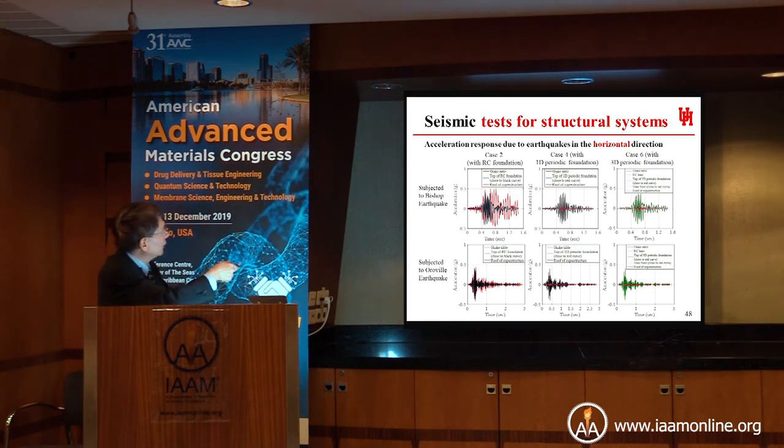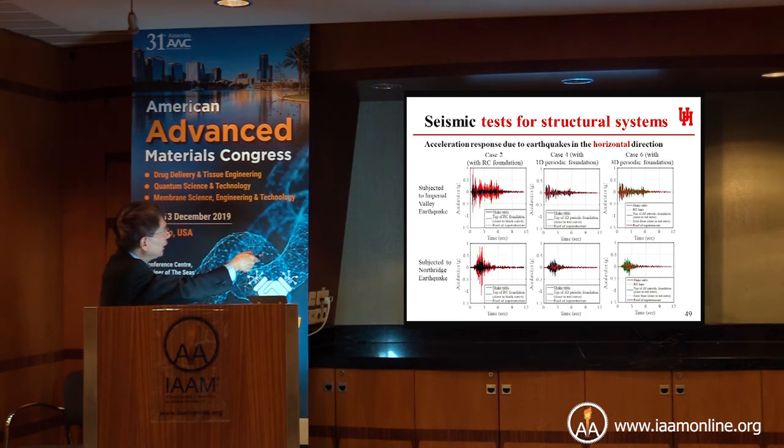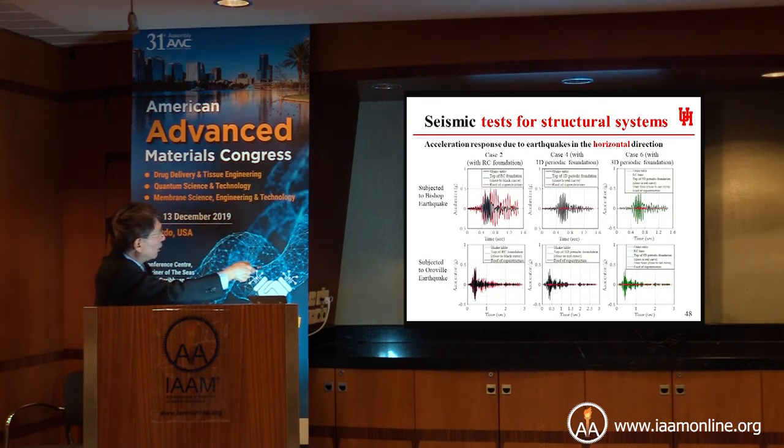This shows the acceleration response in horizontal direction with input of the earthquake. RC foundation, as you can see, the red curve, the response amplified. For 1D and 3D periodic foundations, the vibration reduced so much, represented by the red curves. Another seismograph, we got the similar result. And then the other two seismographs, the reduction also a lot, but it's not that good like this one.